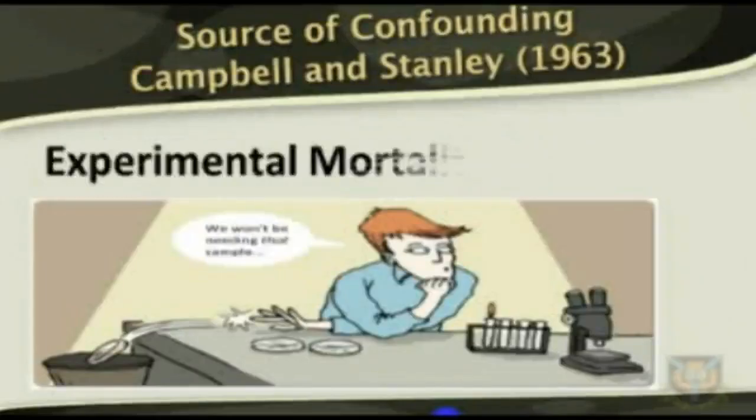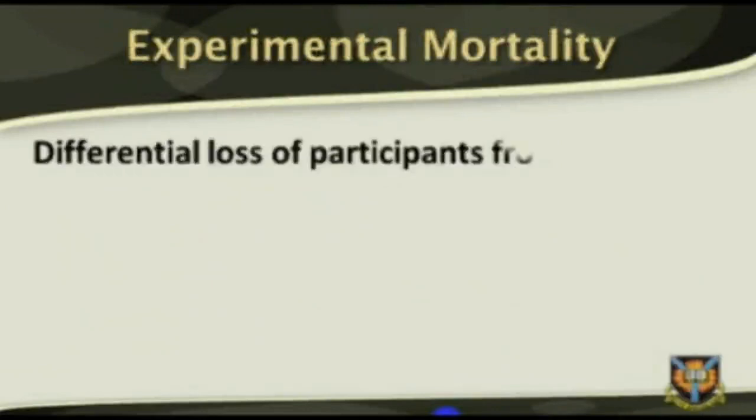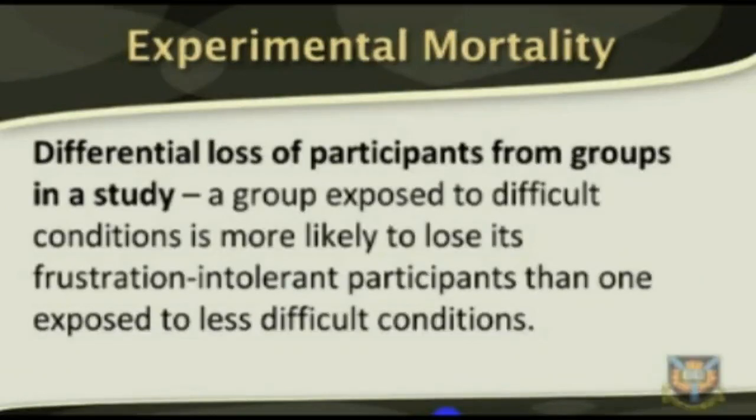Number 7. Experimental mortality. This refers to the differential loss of participants from groups in a study. For example, imagine that some people drop out of a study because of frustration with the task. A group exposed to difficult conditions is more likely to lose its frustration-intolerant participants than one exposed to less difficult conditions. Any differences between the groups in performance may be due as much to the resulting difference in participants as to any difference in conditions.